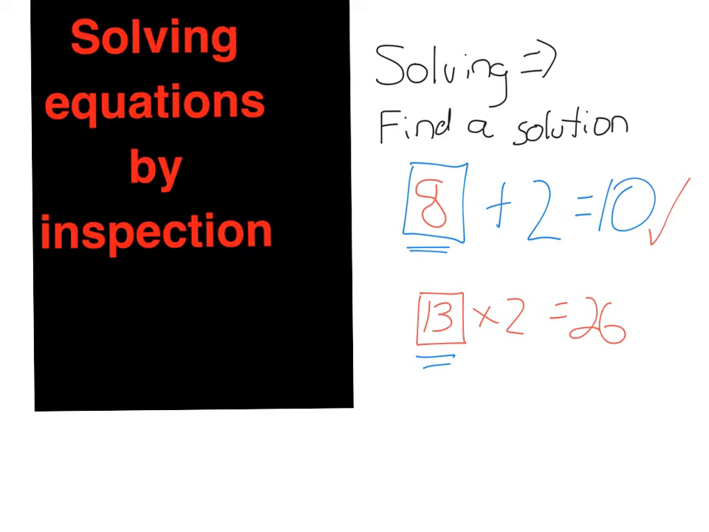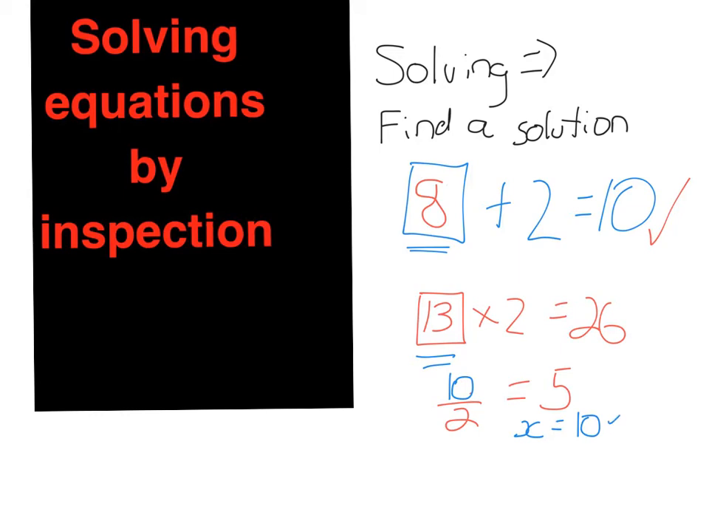Let's try another one. So let's say, instead of using a box, that I'm going to use a letter. Let's say x divided by 2 equals 5. Okay, so here x is an unknown number. So I'm saying, what number do I need to divide by 2 to get 5? And the number that you divide by 2 to get 5 is, of course, 10. So the solution here is x equals 10. And that is because if I substitute x for 10, I get a true statement. So I put 10 here, I get 10 divided by 2 equals 5. That is true. Okay, so that's why x equals 10 is a solution.